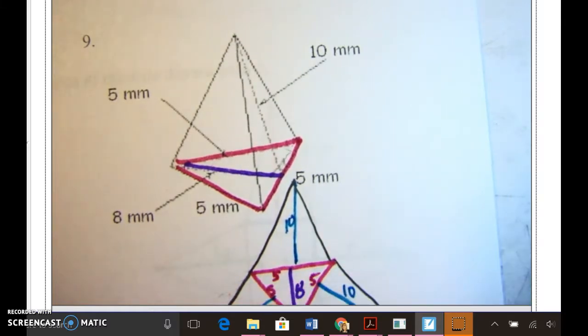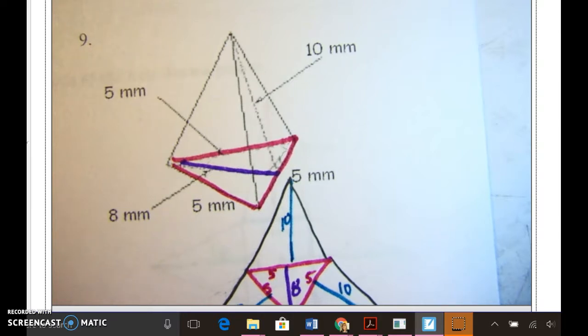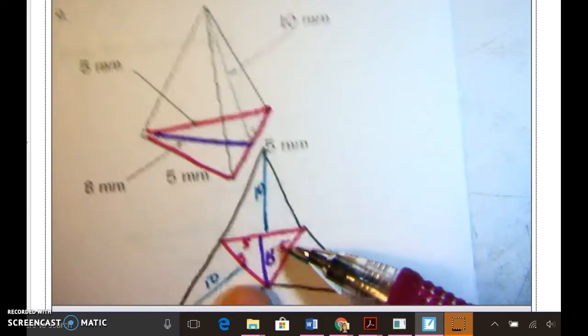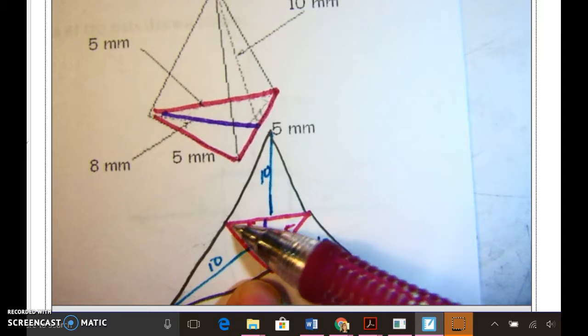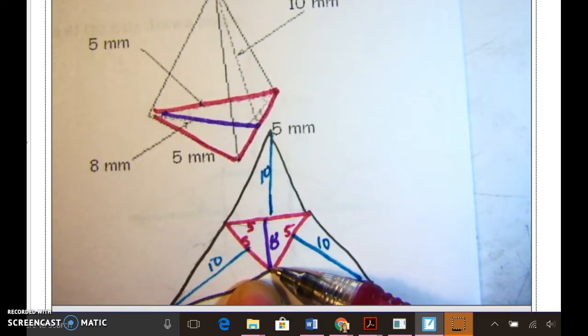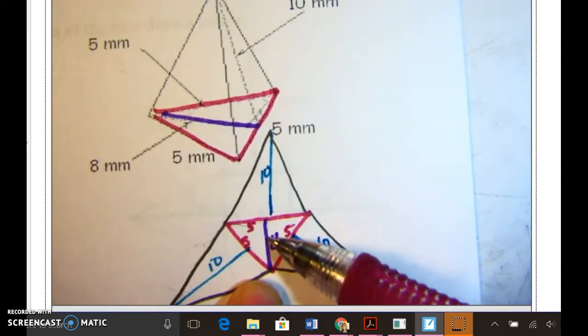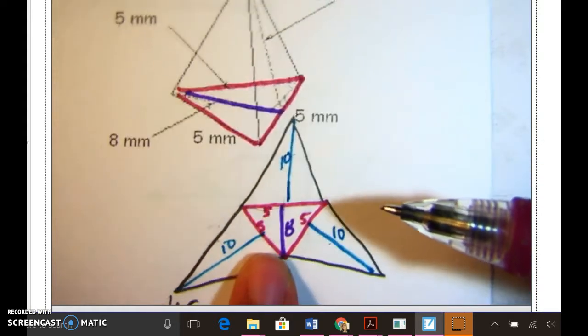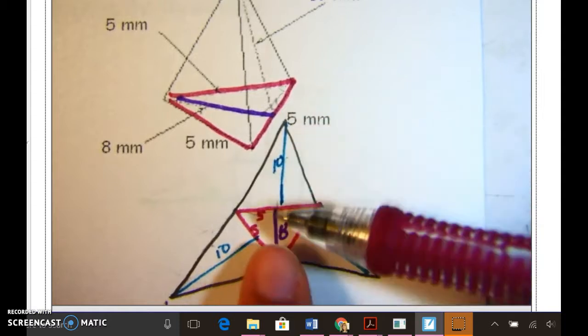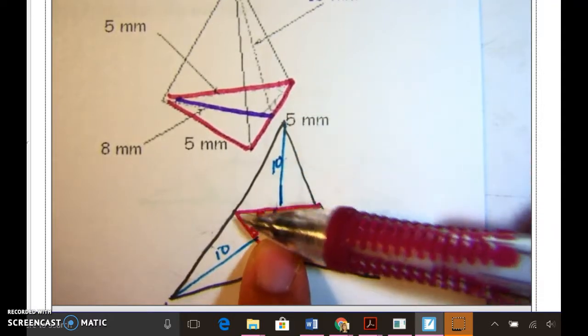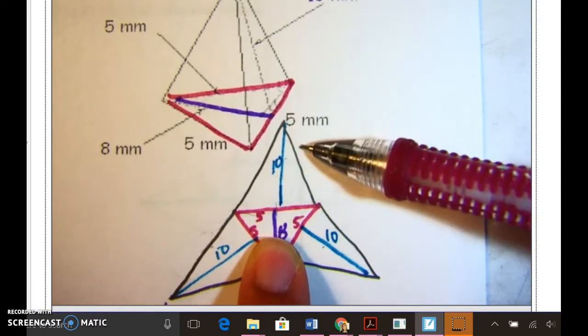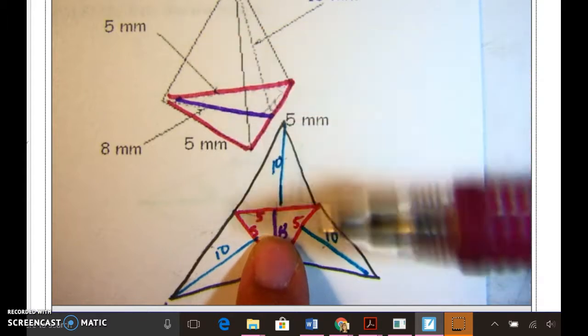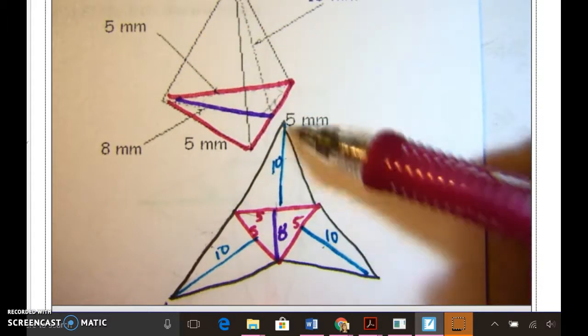So if you want to find total surface area, you want to find the area of the base, which is a triangle that has a base of 5 and a height of 8. Base times height divided by 2. Then you have 3 triangles that are identical, even though I didn't draw them to look that way. They are identical. They all have a base of 5 and a height of 10. And the formula is area equals half base times height. So you can find those and add all these up.